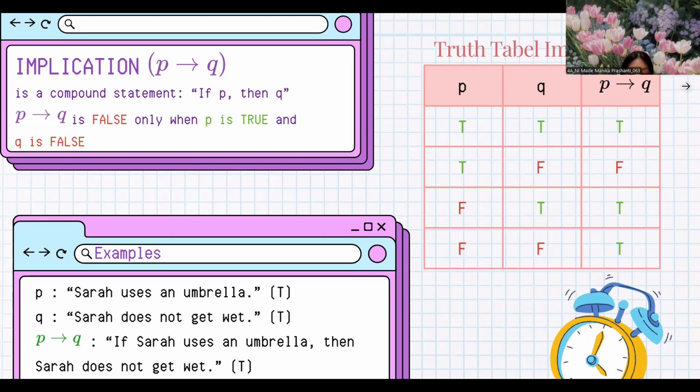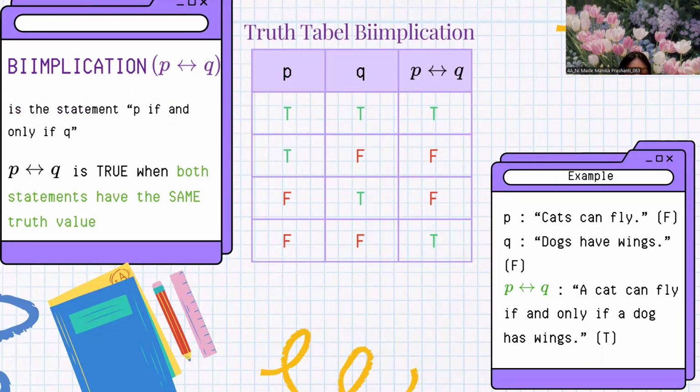Let's look at the most balanced relationship of all. A biconditional, or double implication, is symbolized by a double-headed arrow. In English, we read this as "P if and only if Q." If you look at the definition, the rule is very specific. A biconditional is true only when both statements have the same truth value. Let's break down the truth table in the center.